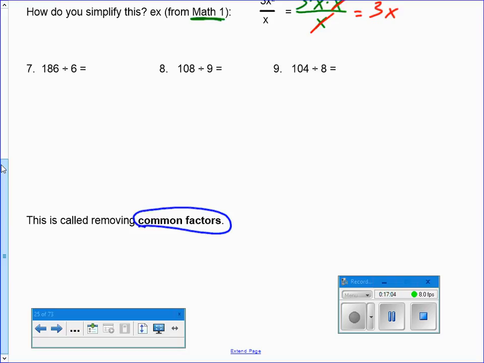So we're going to start with, we'll do number 9 together. You can do the other two on your own. And again, this is a shortcut. You don't have to use it, but if you find it easier, this can be a way to simplify some problems, break them down to something a little easier to work with. So I'm doing 104 divided by 8.